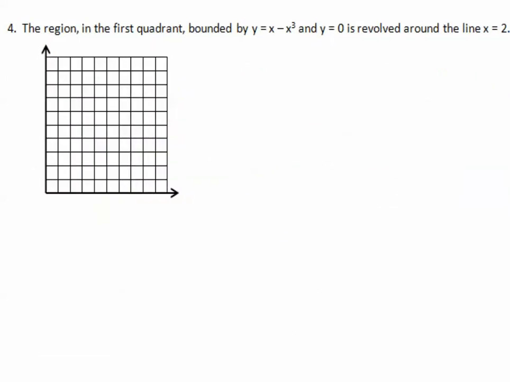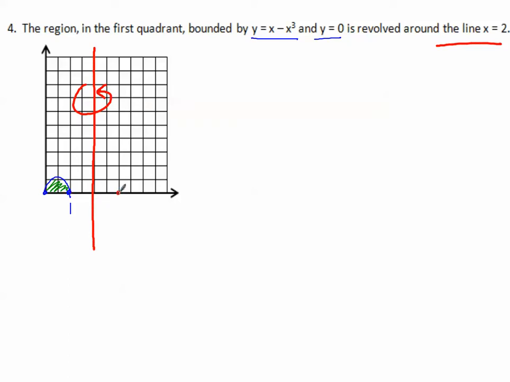Let's look at some more. Now we graphed this one earlier, but this time we're going around the line x equals 2. So we've got the origin over here, and I'm going to put the 1 out here. And so we've got our little x-intercepts, and our little region is right there. But this time we're going around x equals 2. So if this is 1, this is 2, here's the line about which we rotate or revolve our region.